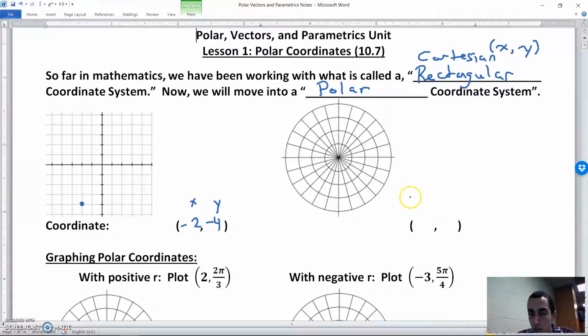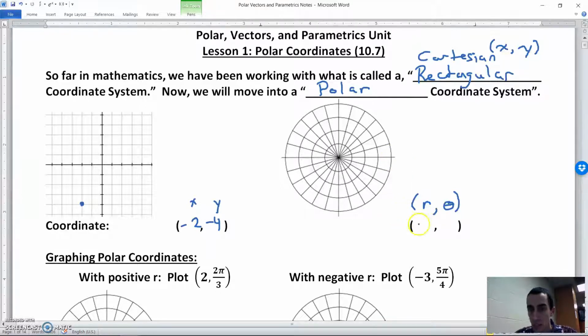So instead of having x and y, we have an r and we have a theta. Now this r could stand for radius. It's the distance that you are away from the center of the graph, the center being right here. And this theta is the angle going from what used to be our positive x-axis, this location right here. It's basically where 0 degrees would be on the unit circle. So there's a relationship between the unit circle and this polar coordinate system.